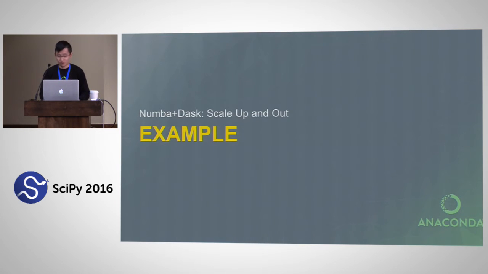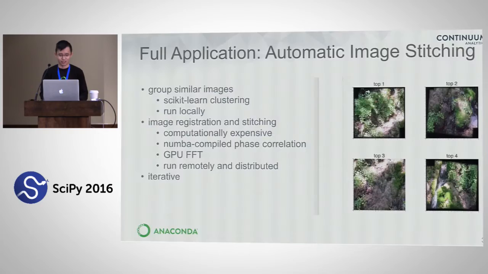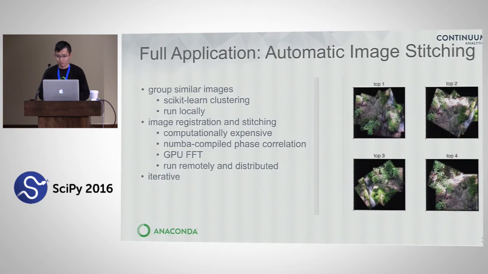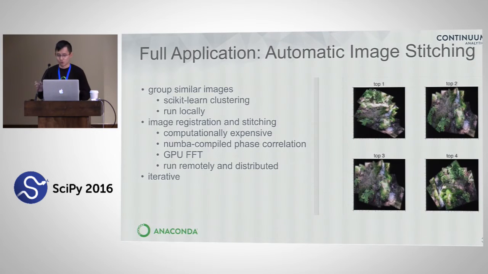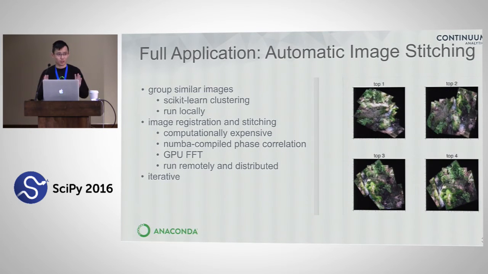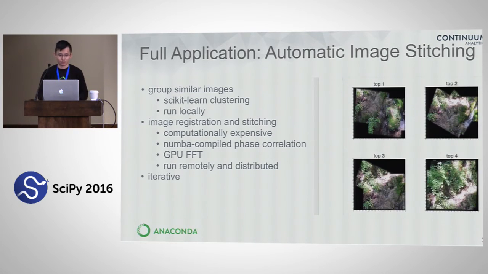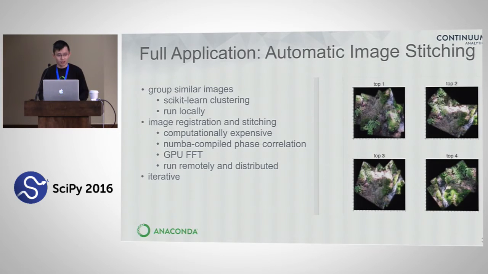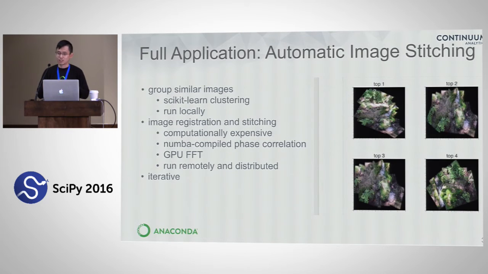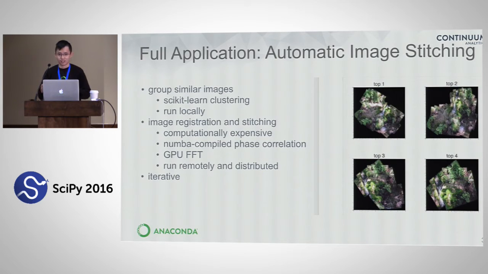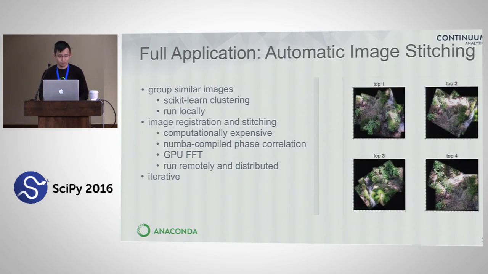Right. Now let's combine the two, Numba and Dask, scaling up and out. My full application that I use to test this is a kind of automatic image stitching. I'm not an image processing expert here, so things that I'm doing here may be weird. I have a bunch of image fragments, and I need to stitch them back together. It's like solving a puzzle game with the computer.